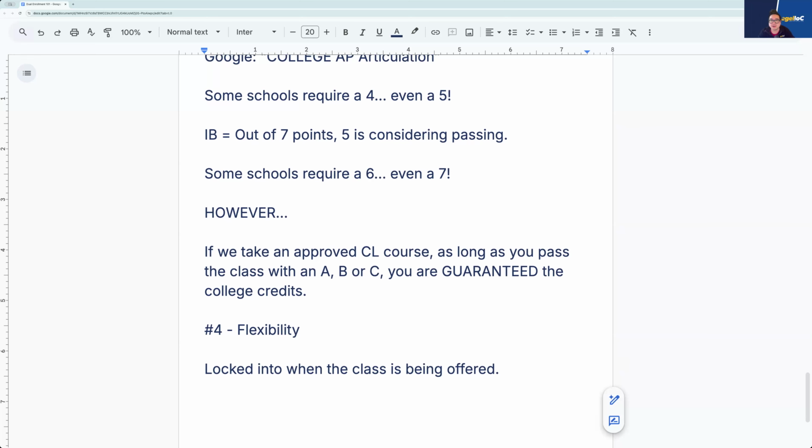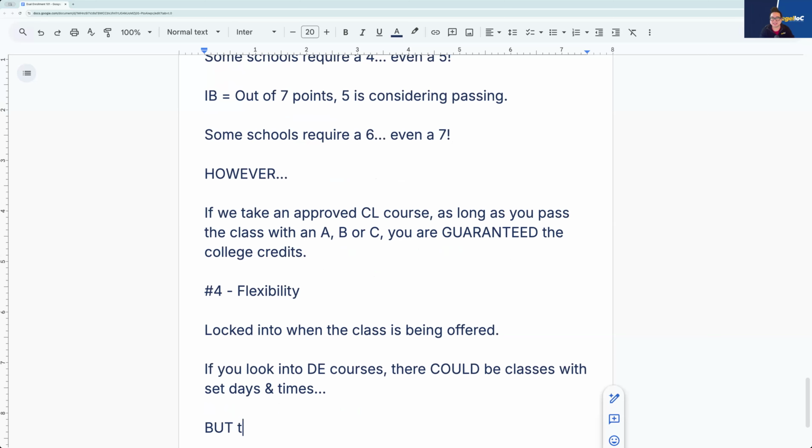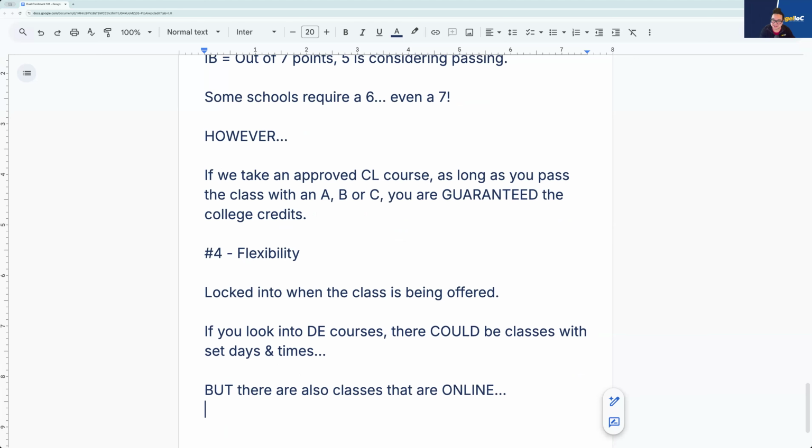However, when you look into dual enrollment courses, there could be classes with set days and times, where you have a schedule, but there are also classes that are online.